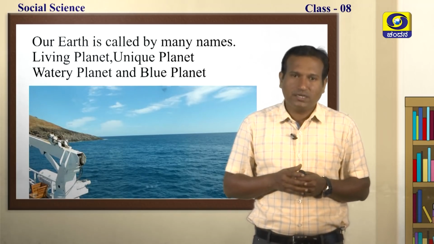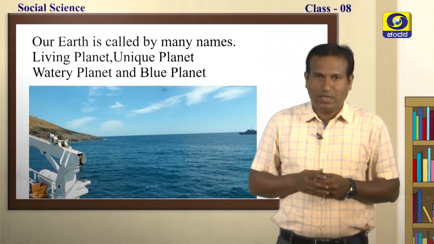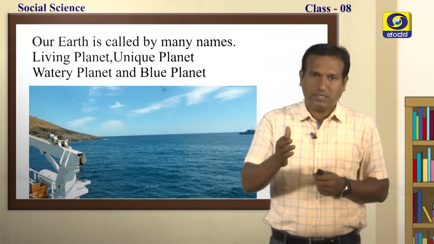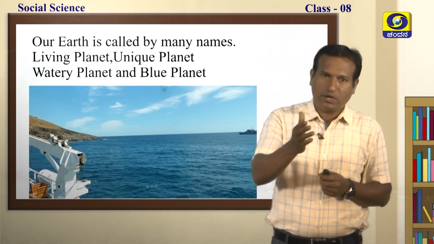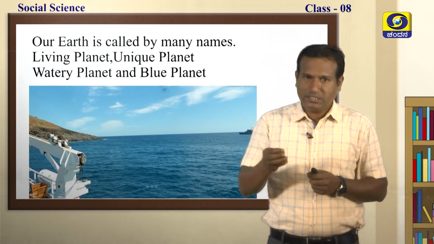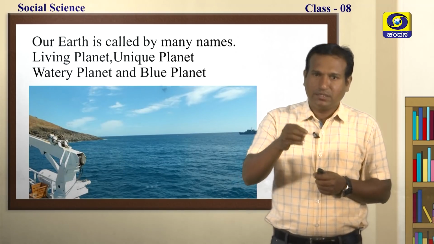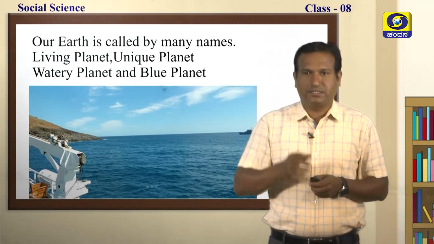It is also called the water planet. Almost 71% of the total area is covered by water. That is why it is called the water planet, and it is also called the blue planet.